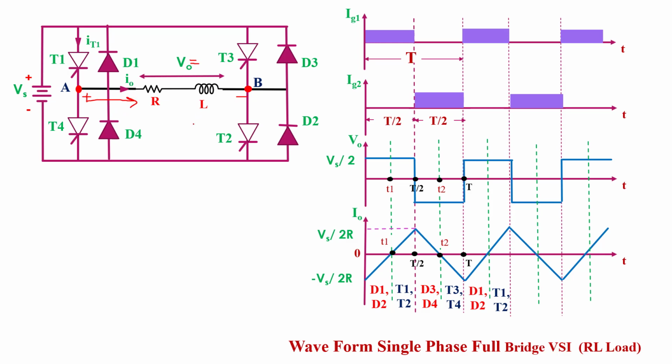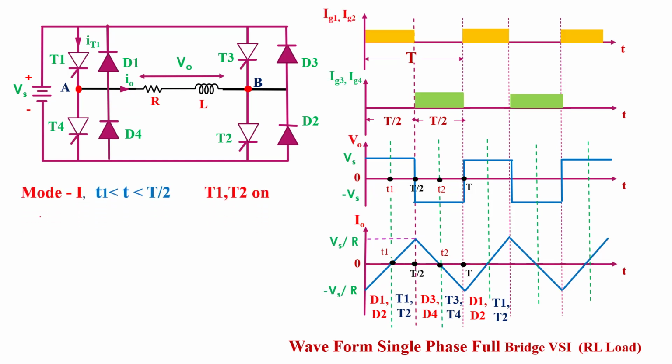Now the operation of the circuit is divided into 4 modes. To understand the operation of the circuit, this is the total time period T. This total time period T is divided into 4 parts. The first time interval is 0 to T1. The second time interval is T1 to T by 2. The third time interval is T by 2 to T2. And the fourth time interval is between T2 and T. So the whole operation of the circuit is also divided into 4 modes. One by one I will discuss all the operating modes of the inverter.